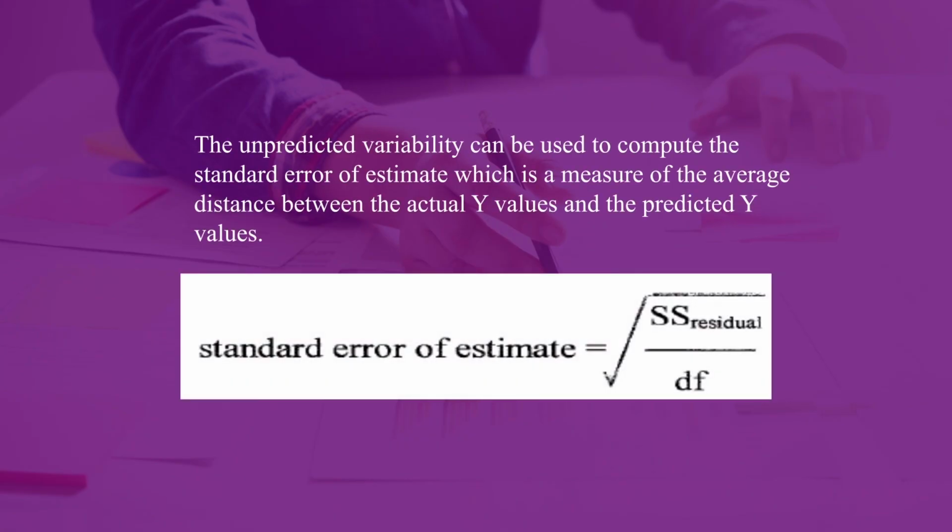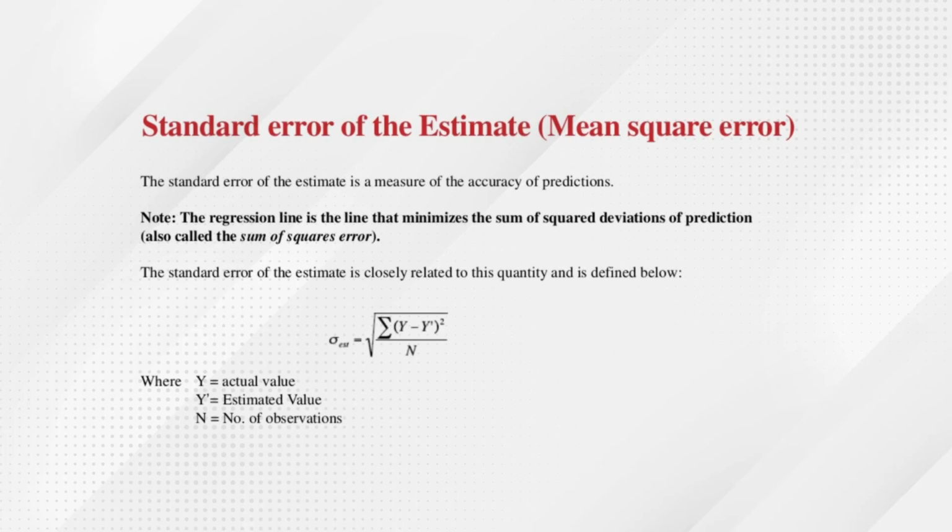What we have observed is that the standard error of the estimate can be computed, which is a measure of the average distance between the actual y values and the predicted y values. So the standard error of the estimate is the square root of SS residual over DF. The standard error of the estimate is a measure of the accuracy of predictions. The regression line is a line that minimizes the sum of the squared deviations of predictions, also called the sum of squared errors. The standard error of the estimate is closely related to this quantity and is defined as sigma equals the square root of the summation of (y minus y hat) squared over n.